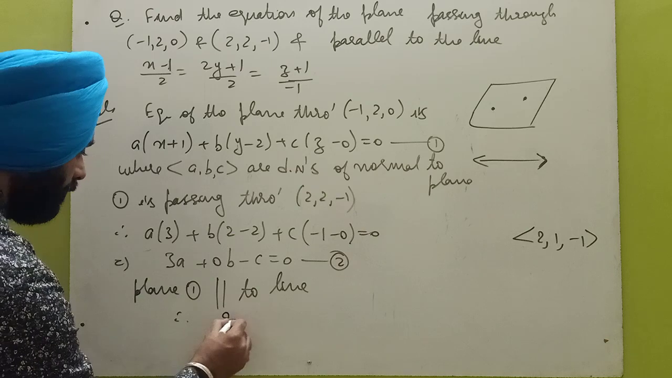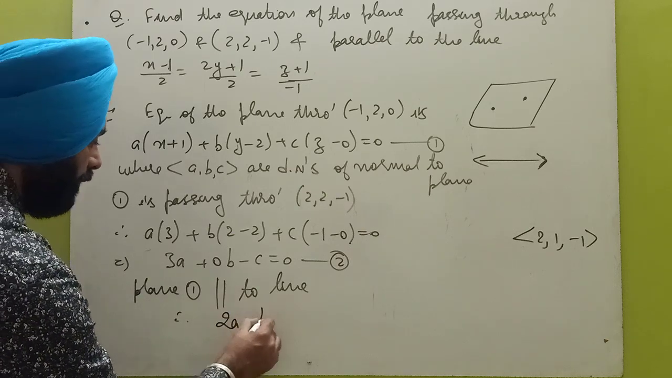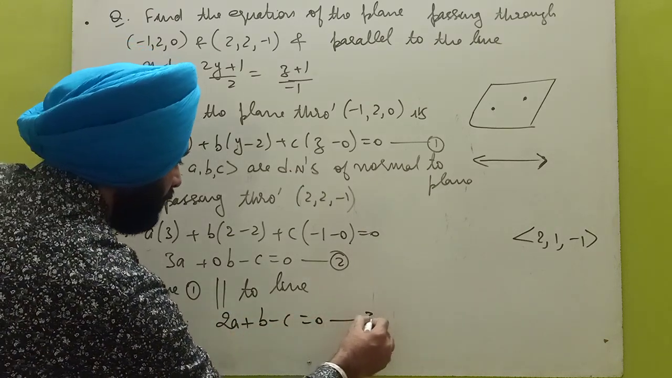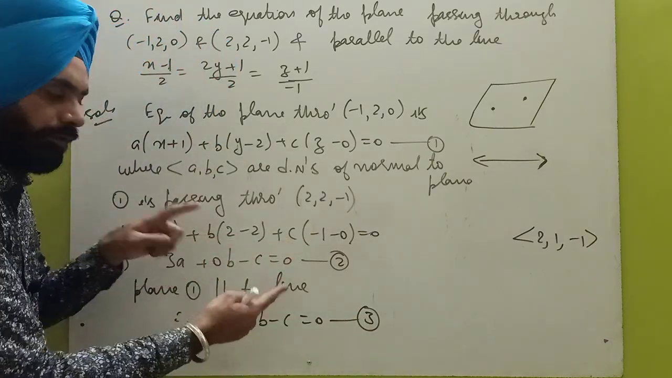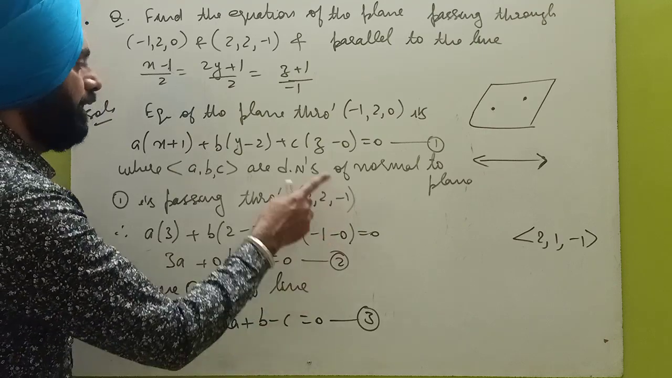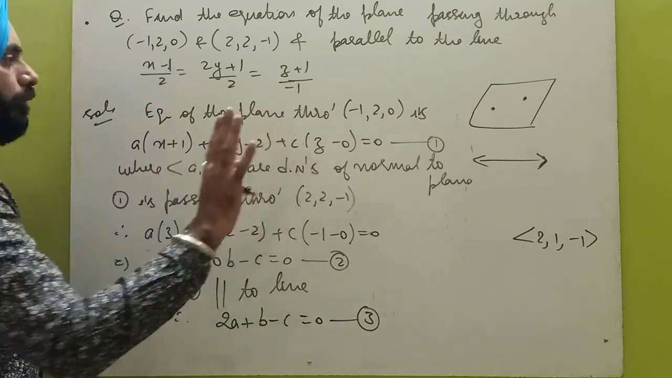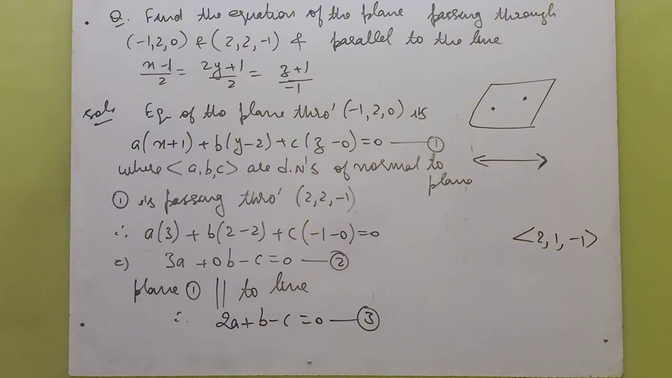Therefore 2a plus b minus c equal to 0. And let us take this as number 3 equation. Now again we can solve these two with the help of the cross multiplication method, and after solving, put the values of a, b, c here, then you can find the equation of the plane.